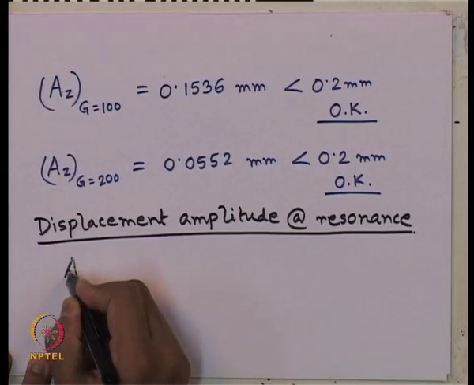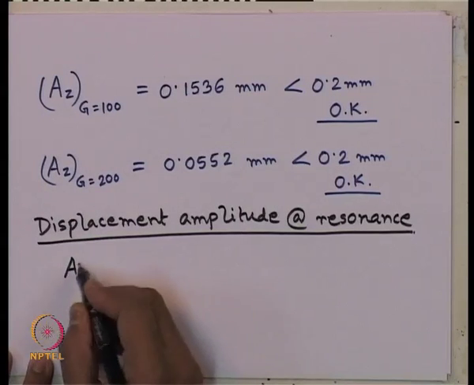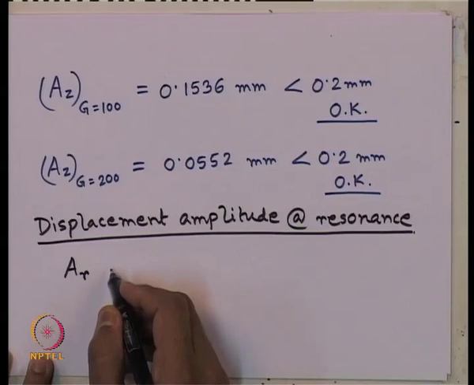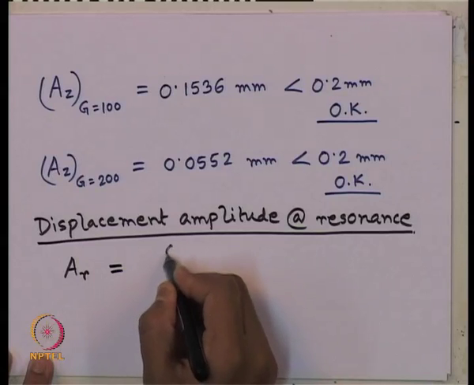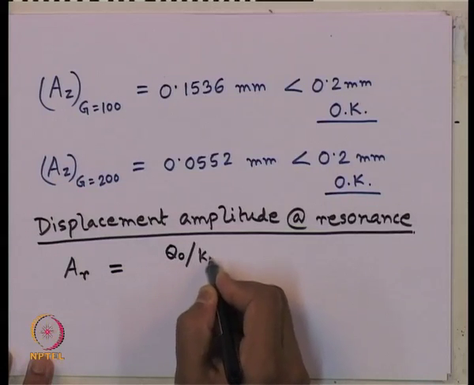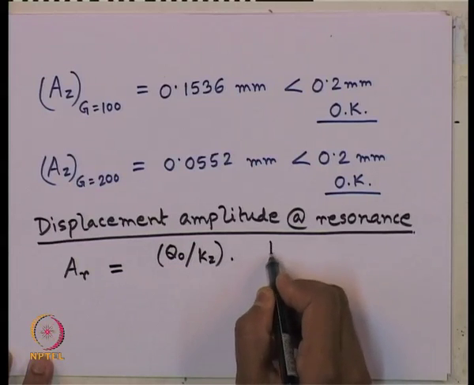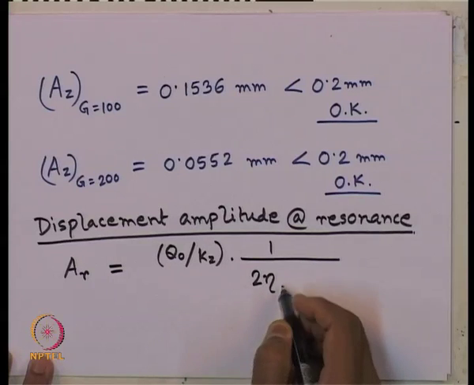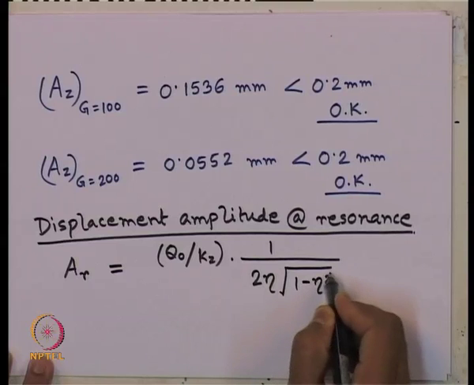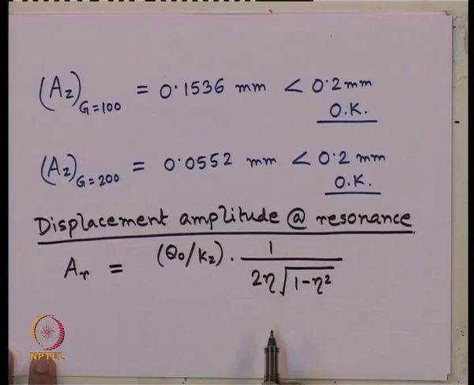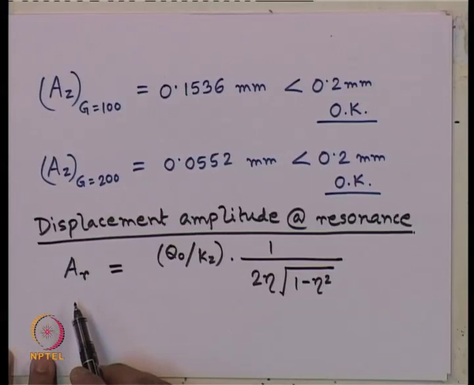That is, the displacement amplitude at resonance is given by Q naught by Kz times 1 by 2 eta root over 1 minus eta square. Do you agree with me? This we get from the maximum displacement at DMF, that is dynamic magnification factor. Dynamic magnification factor is nothing but the dynamic displacement by the static displacement.